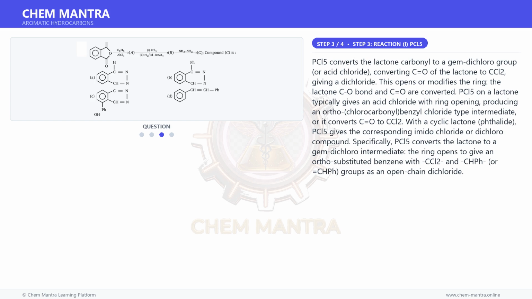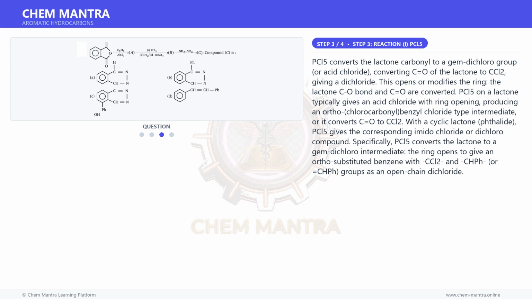PCl5 converts the lactone carbonyl to a gem-dichloro group, or acid chloride, converting C=O of the lactone to CCl2, giving a dichloride. This opens or modifies the ring; the lactone C-O bond and C=O are converted. PCl5 on a lactone typically gives an acid chloride with ring opening, producing an ortho-chlorocarbonyl benzyl chloride type intermediate, or it converts C=O to CCl2.